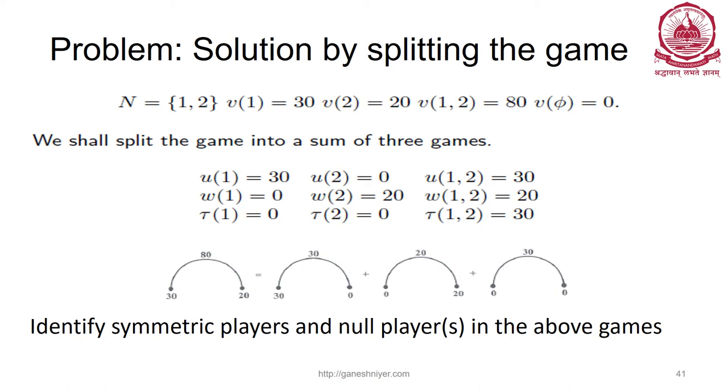So if there are three small games U, W and T, and V is a larger game, so U of 1 was 30, W of 2 was 20, and for T they were sharing something. So you see here V of 1, 2 is 80. So how do you get that? V of 1, 2 will be U of 1, 2 plus W of 1, 2 plus T of 1, 2, which is 30 plus 20 plus 30, 80. So that is true.